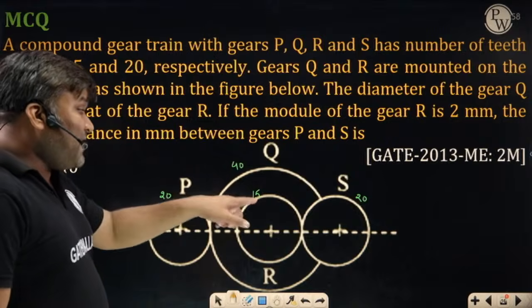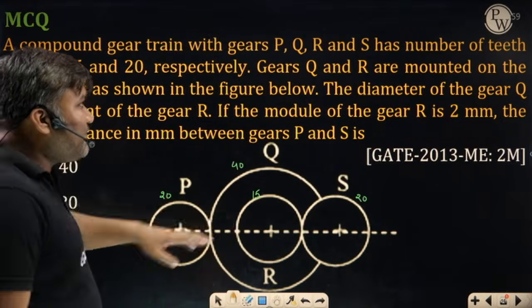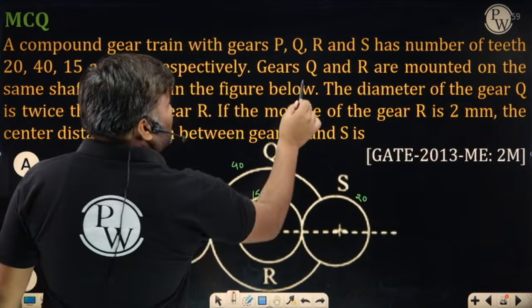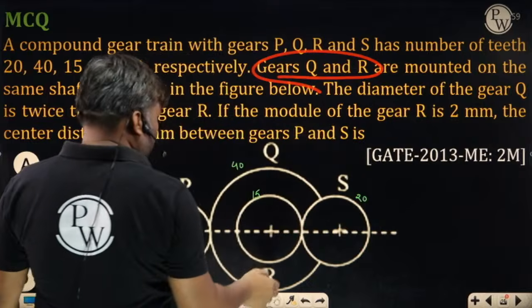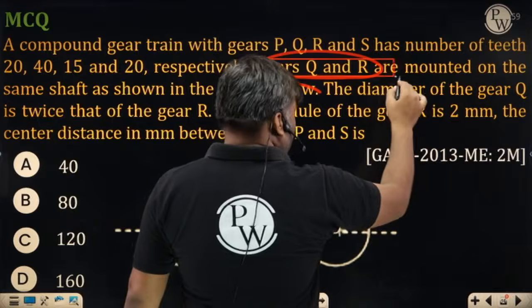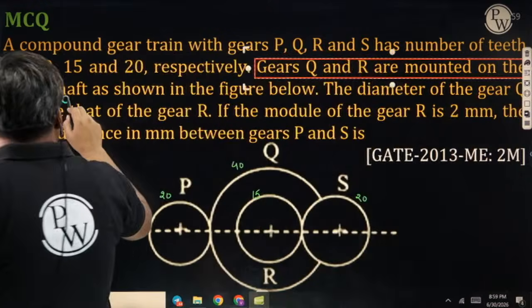And from the front view, they have mentioned that Q and R, they are on the same shaft. Where they have mentioned? Sir, they have mentioned Q and R are mounted on the same shaft. Now we have seen, sir, in reverted gear train we have seen that gears are sometimes coaxial also.